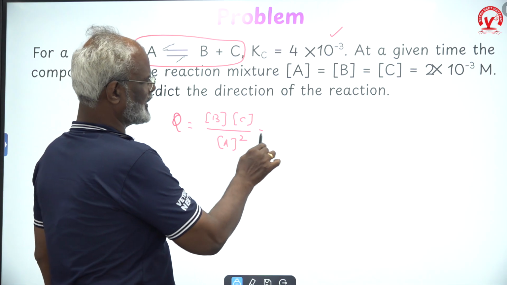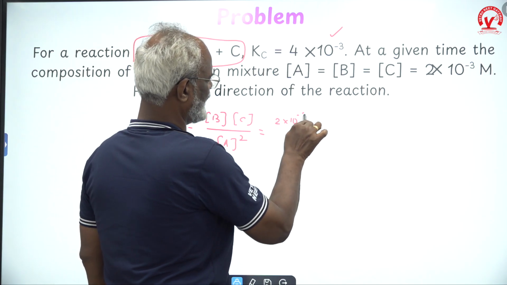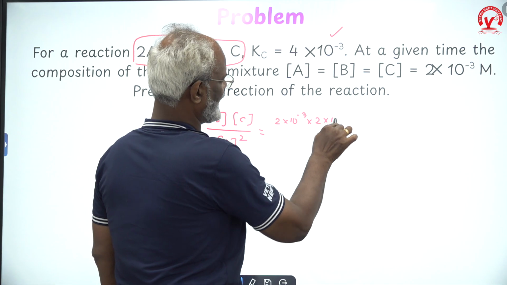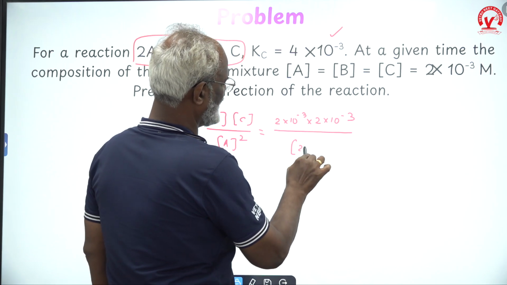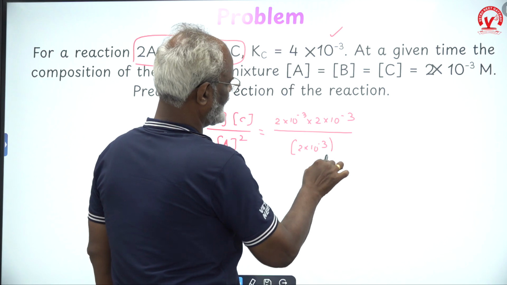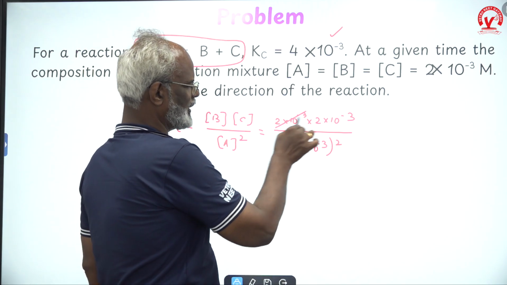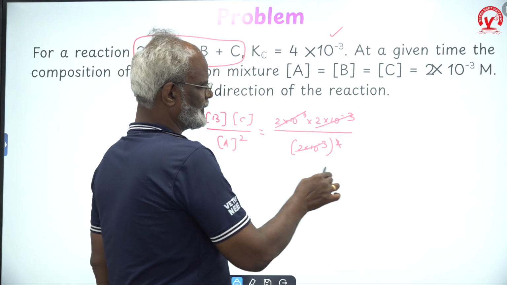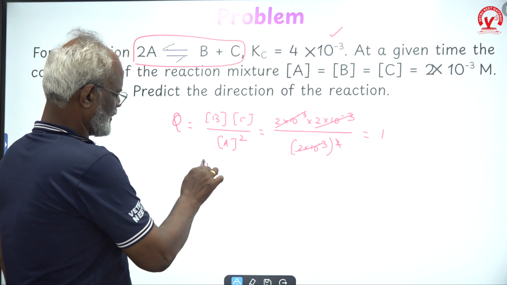So substitute this, all the three constants are equal only. So 2 into 10 power minus 3 into 2 into 10 power minus 3 divided by A square, which is 2 into 10 power minus 3 square. Okay, so we can see it gets cancelled. The value is equal to 1. Now the Q value is 1.